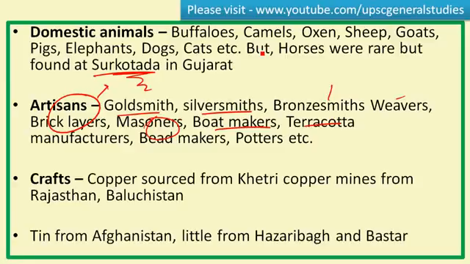And next is crafts. For crafting, copper was sourced from the Khetri copper mines in Rajasthan, and Baluchistan. And tin was sourced from Afghanistan. A little tin also came from the Hazaribagh and Bastar areas.